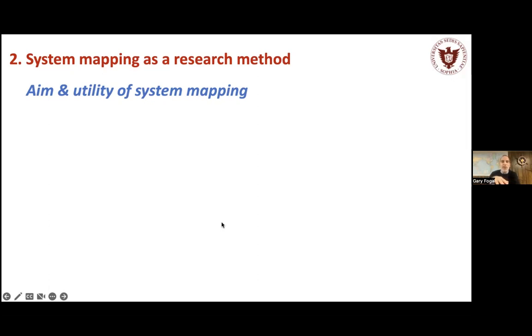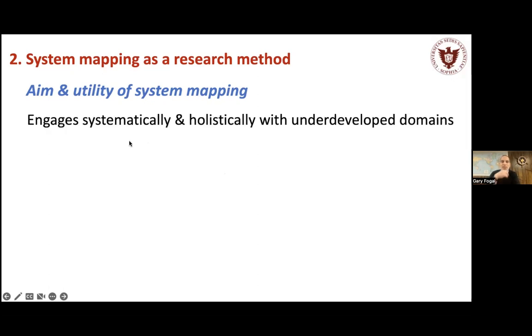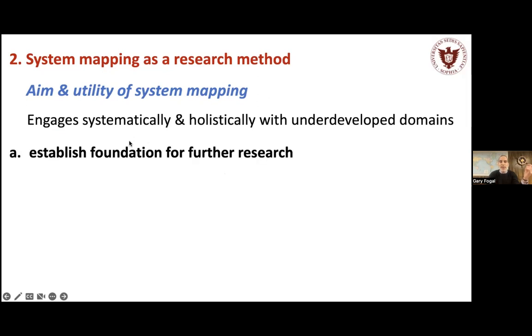I don't want to spend too much time here because much of how system mapping works is explained to different degrees in both papers I shared for today's class. But I do want to make a few comments about what system mapping is trying to do and why it can prove useful. So to begin with then, system mapping engages systematically and holistically with underdeveloped domains of study. This can be particularly fruitful because system mapping can help to focus future studies. That is, findings from system mapping research can provide a principled account for moving forward. And this is going to be especially useful in, let's say, uncharted territory.